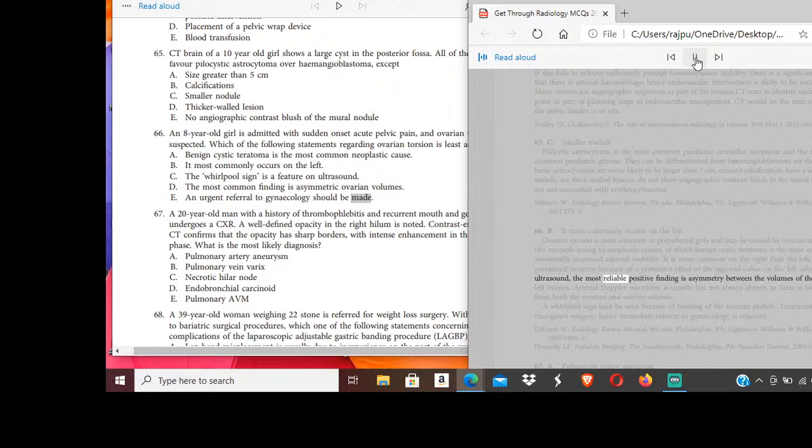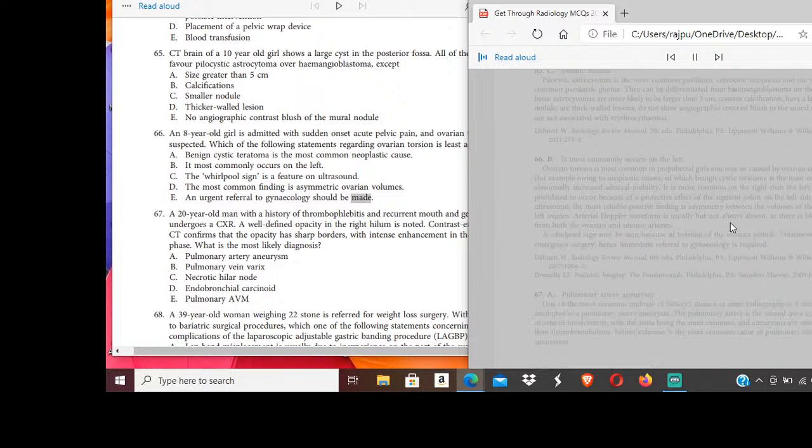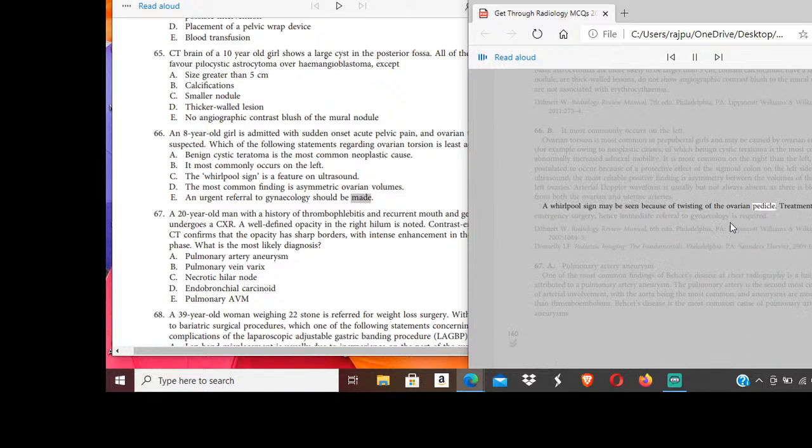On ultrasound, the most reliable positive finding is asymmetry between the volumes of the right and left ovaries. Arterial Doppler waveform is usually but not always absent, as there is blood supply from both the ovarian and uterine arteries. A whirlpool sign may be seen because of twisting of the ovarian pedicle. Treatment is with emergency surgery, hence immediate referral to gynecology is required.